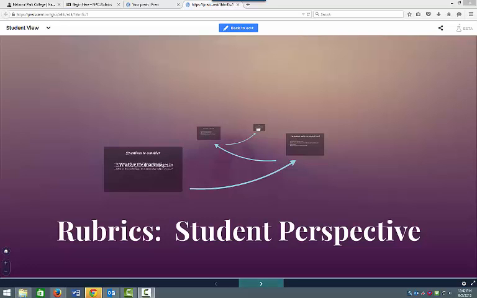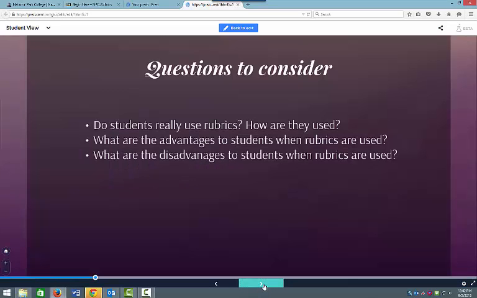Let's talk for just a moment about rubrics from the student perspective. Last week we looked at the instructor perspective. Now let's look a little bit at this from the student perspective. Thinking as a student, there are basically three questions that I would like to address.